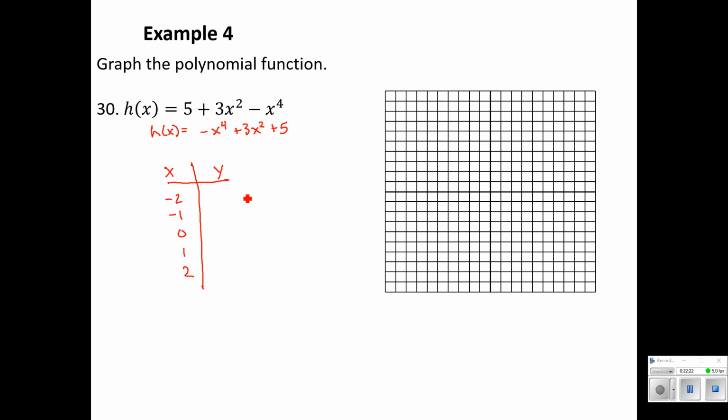So if I plug in a negative 2, I get negative 2 to the 4th, which is 16, but that's negative 16 because of that negative sign out in front, plus 3 times negative 2 squared, that's 12, plus 5. At negative 2, my graph is at a positive 1.